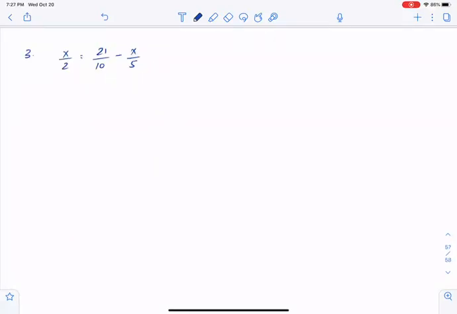So since we are solving for x, we have to move all the x terms to one side. So x over 2 plus x over 5 would be equal to 21 over 10. I need a common denominator between 2 and 5. There isn't one, so the least common denominator is 10. I multiply and divide the first expression, x over 2, by 5. I multiply and divide the second expression by 2 so that I get a common denominator of 10.